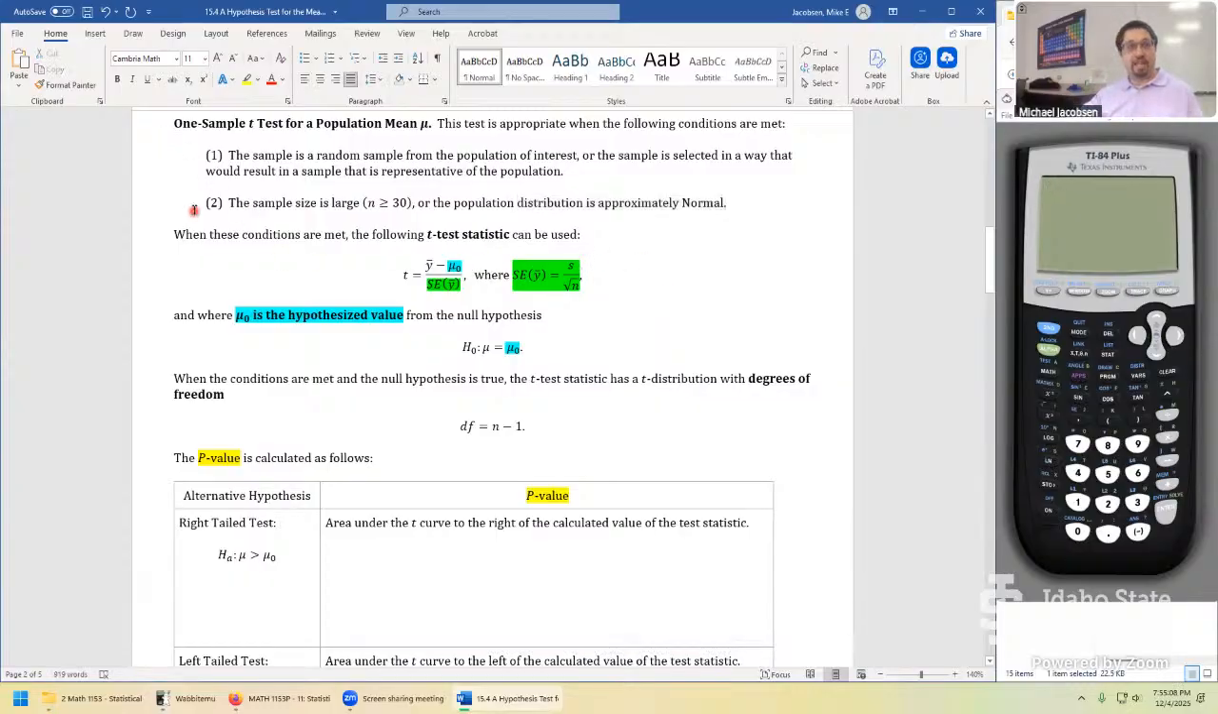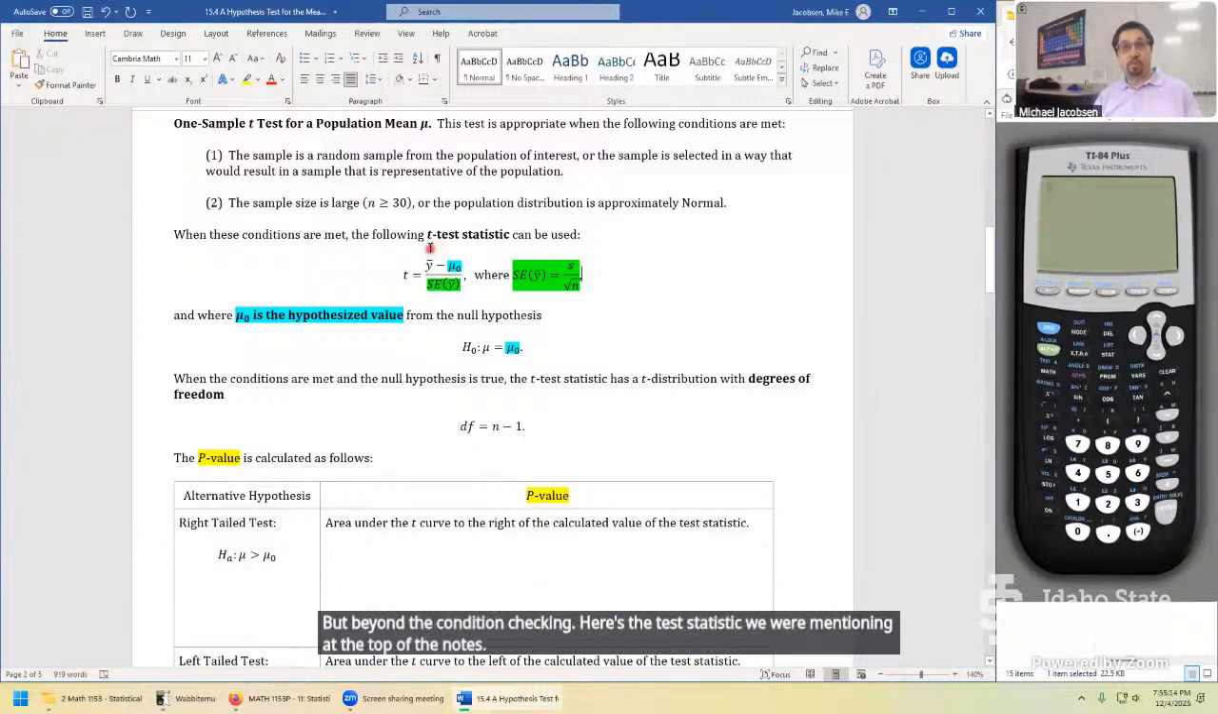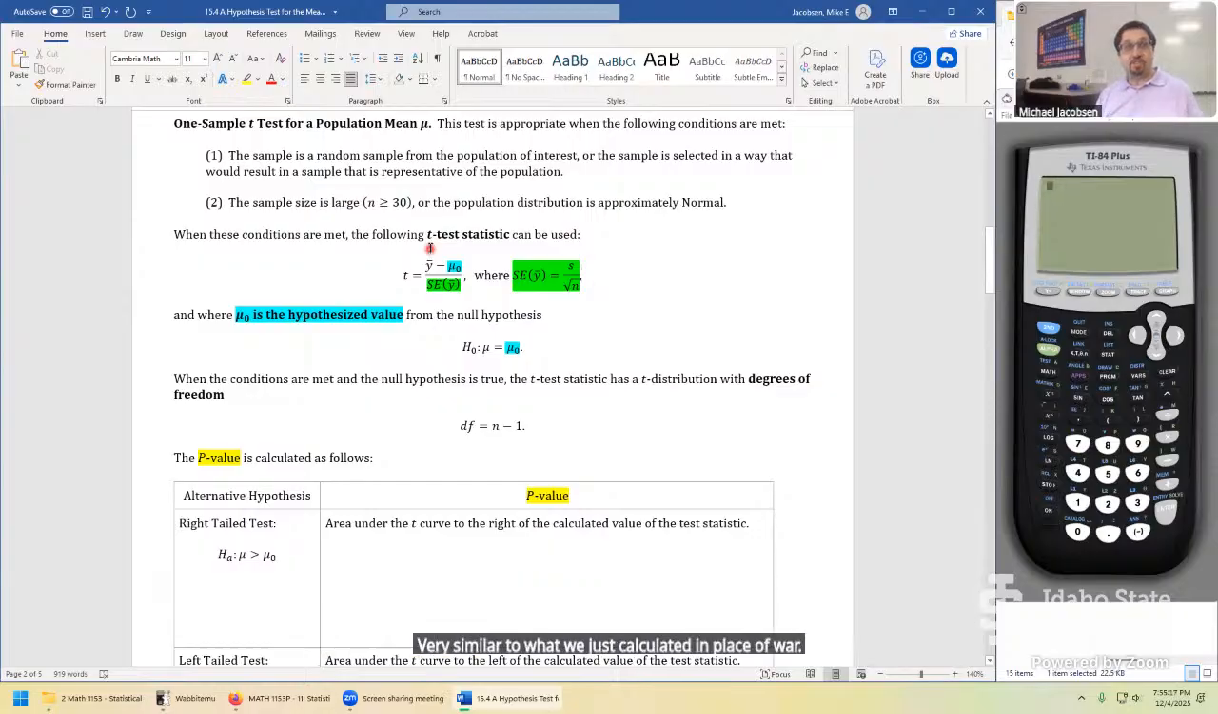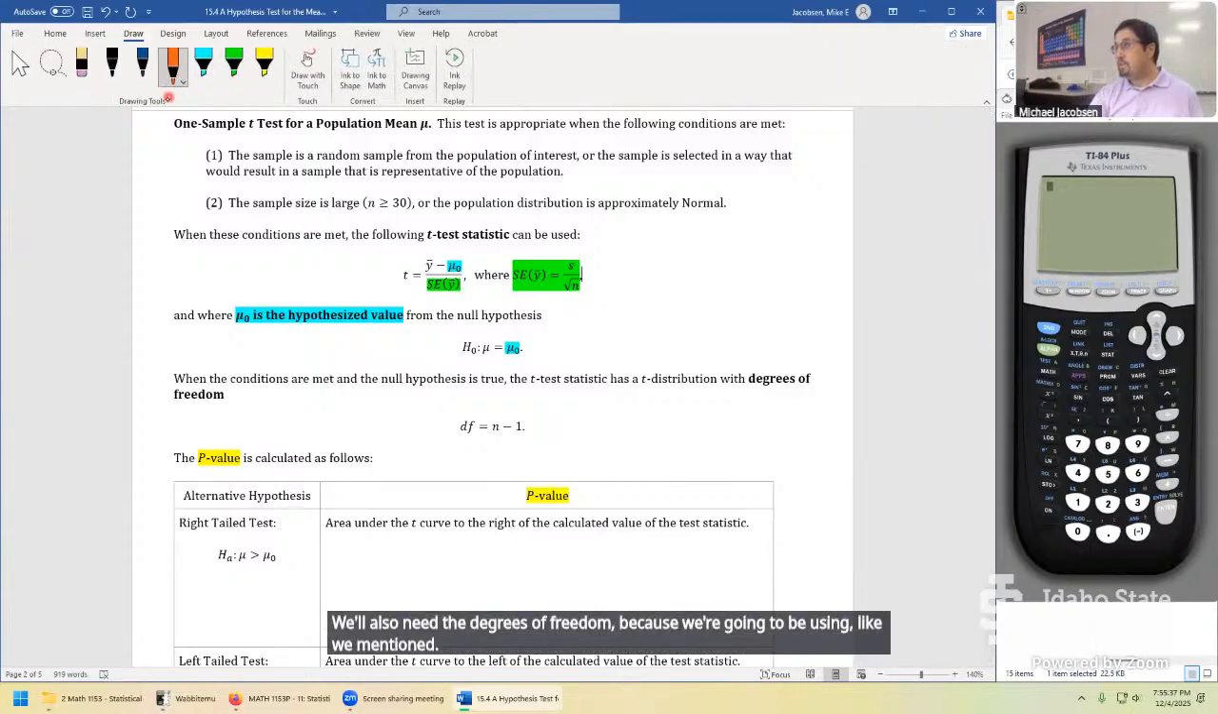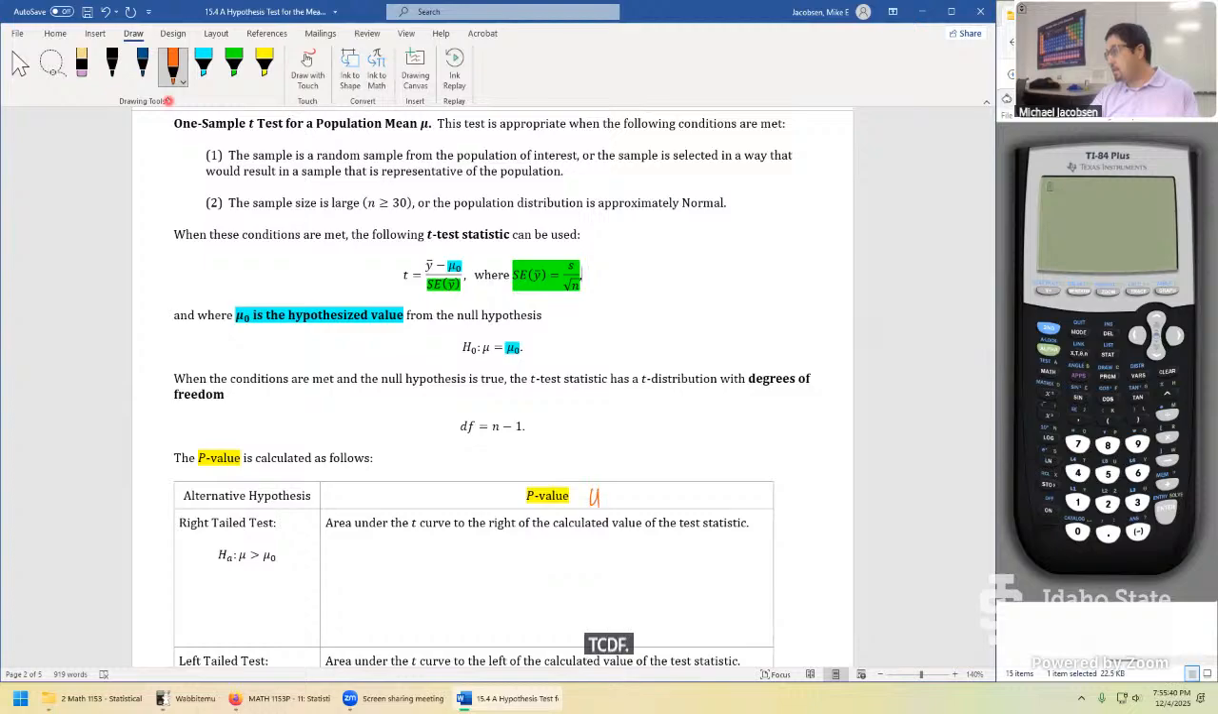But beyond the condition checking, here's the test statistic we were mentioning at the top of the notes. Very similar to what we just calculated. In place of p hat, we just have a y bar, and mu naught, because the mean is mu itself, and mu naught is just the hypothesized value from before. Standard error is just going to be s over root n, like we just calculated. We'll also need the degrees of freedom because we're going to be using, like we mentioned, tcdf in our calculator. So degrees of freedom is part of what we would put in there.